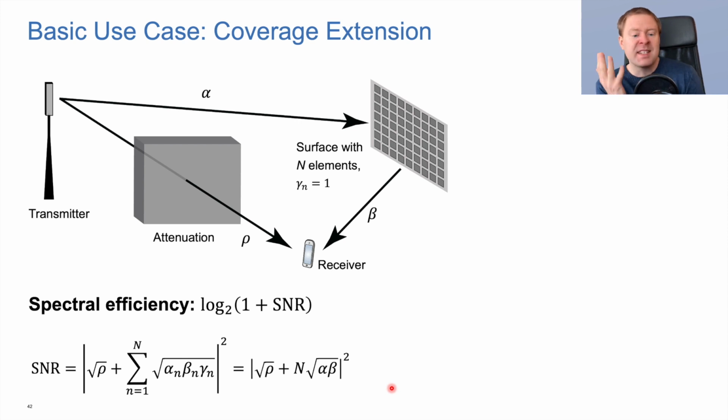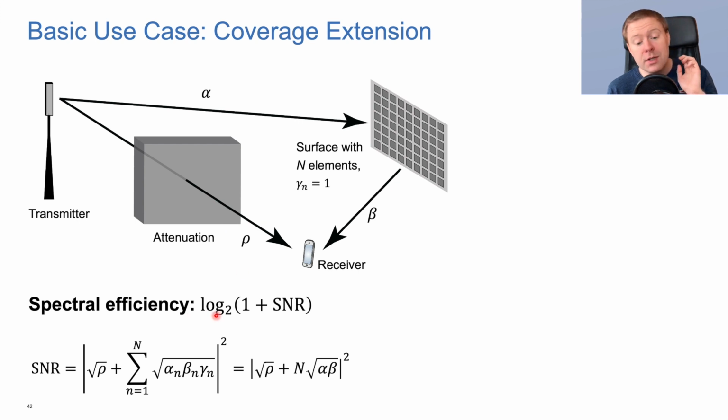Okay, let us have a look at the basic use case now, using this type of formulas. I will assume that I have a path from the transmitter to the surface, which I call alpha, so it's not dependent on the index of the element, it is the same for all the elements. And within the surface, I also have the same amplitude loss equal to 1, so there is no loss at all. And then from the surface to the receiver, I have beta as the power loss from every element to the receiver. And I have attenuation through the direct path, which I call rho.